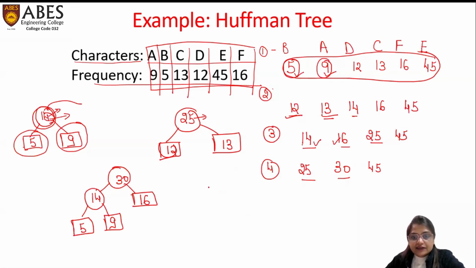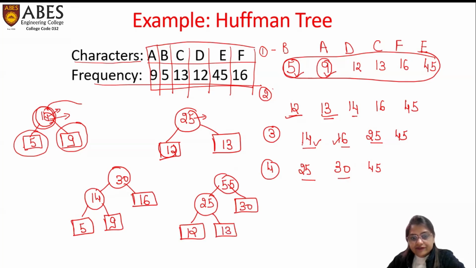Okay. Next will be 25 and 30, and their sum will be 55. And 25 is having a subtree, so it will be drawn the earlier way. Okay. Next step. Now these two have been encountered. The next sum will be 45 and 55. The first extracted term will be 45, which will come at the left hand side. Okay. And 55. And the sum of this will be 100.